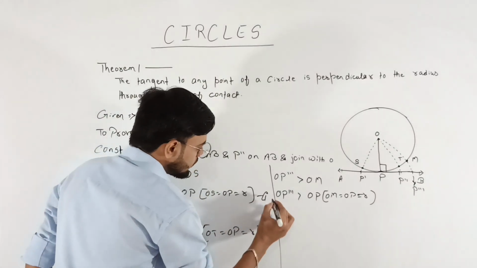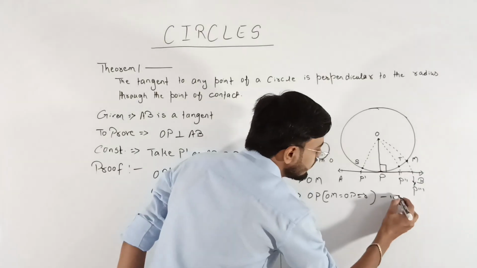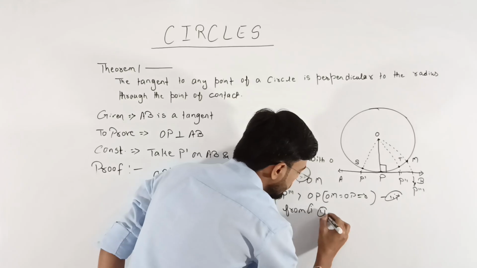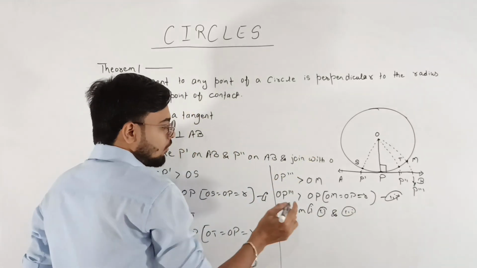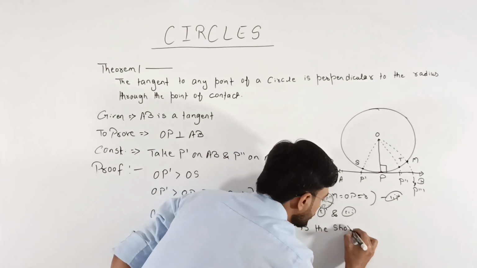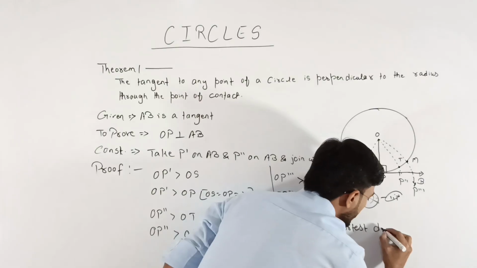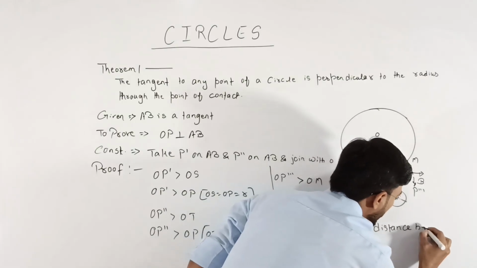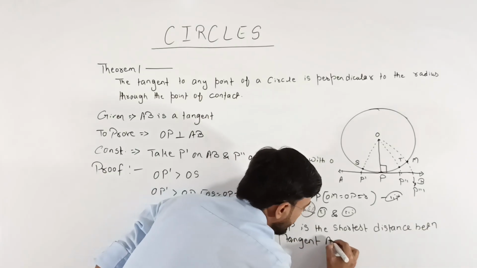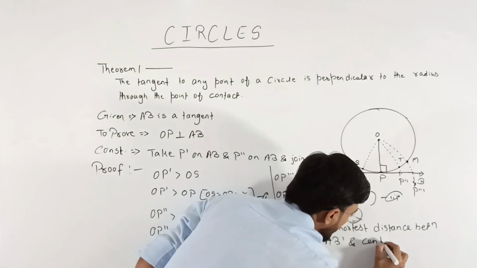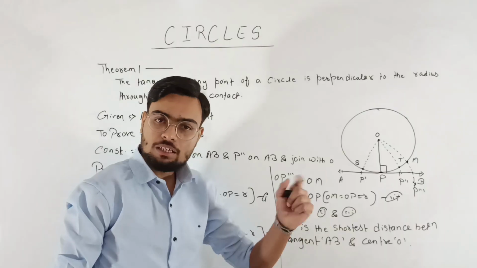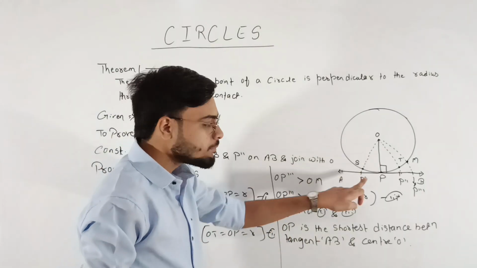Okay. So suppose this is my equation first, this is second, and this is third. So from equation first, second, and third, what we conclude is that OP is the shortest distance between tangent AB and center O. Okay. Now we know that shortest distance is the perpendicular distance. So I write it: OP is perpendicular to AB.